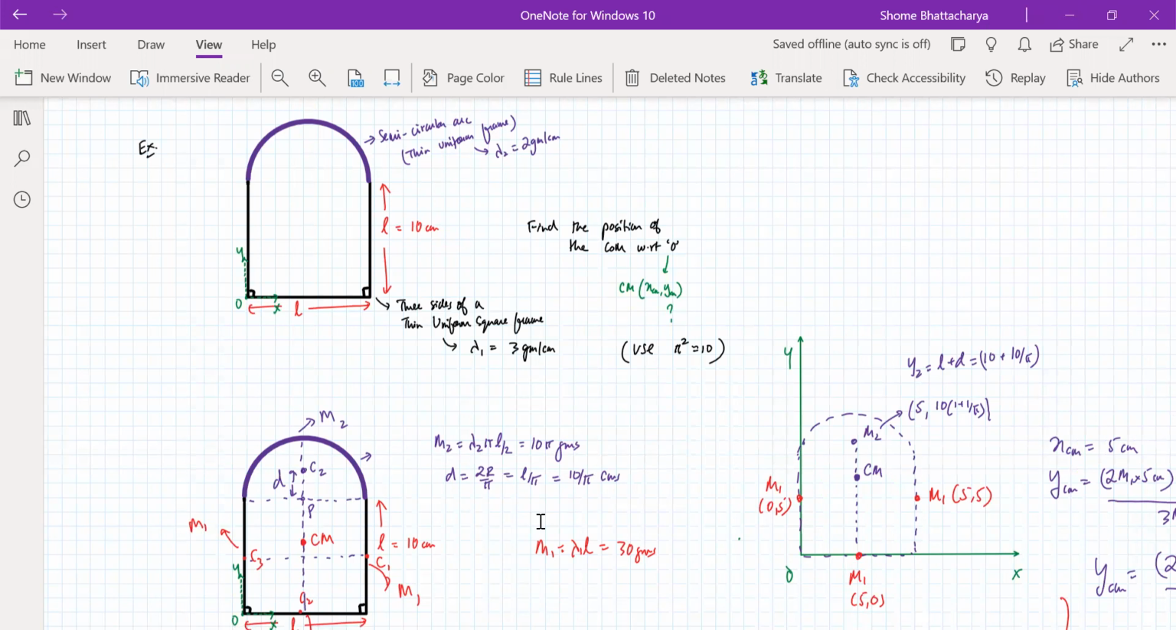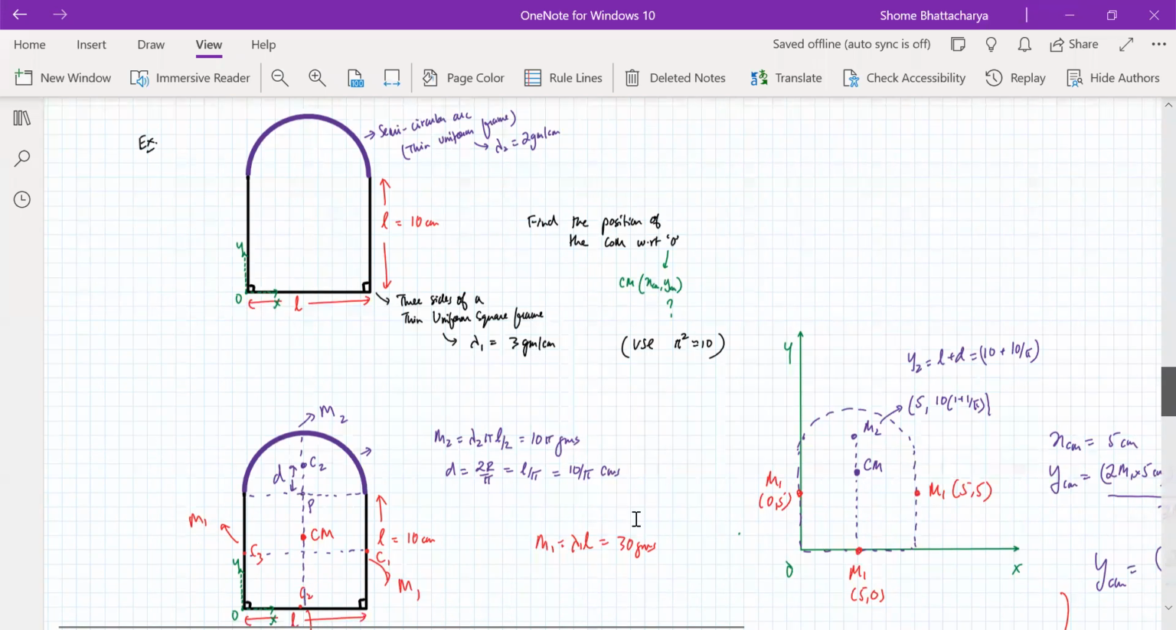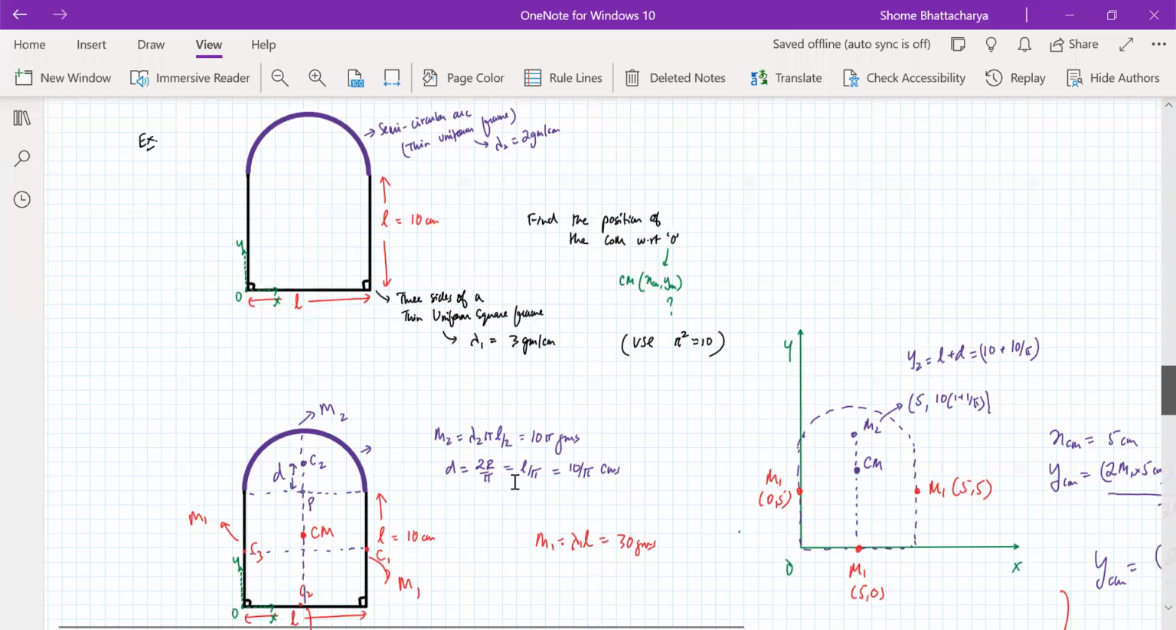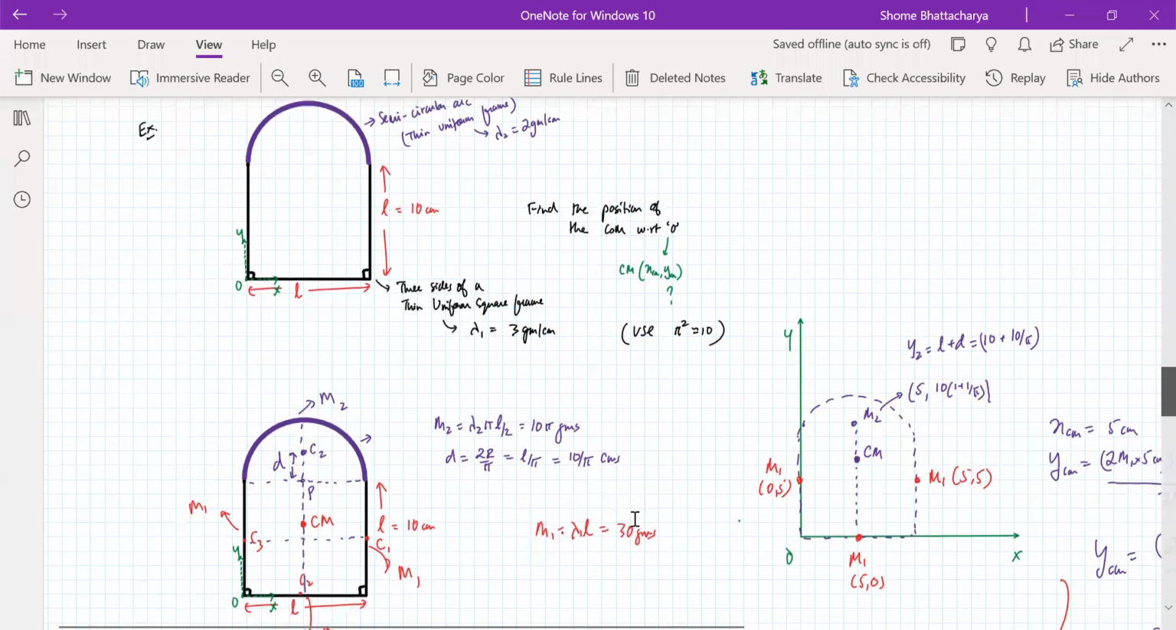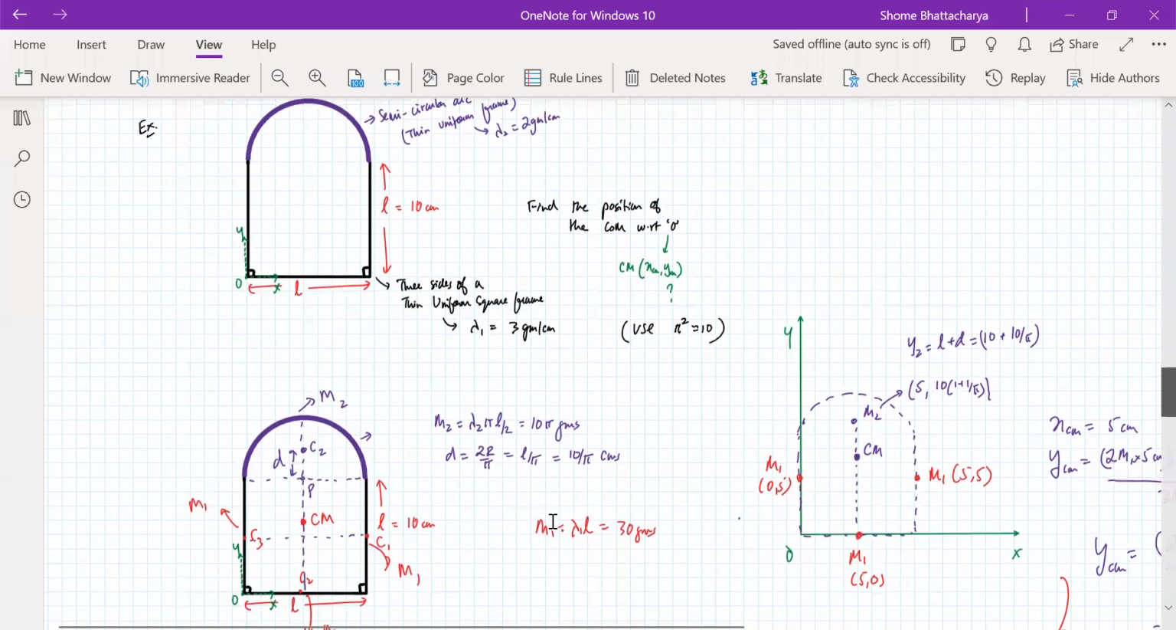The other thing I've done here is I've taken the mass of each of the 3 rods which form the 3 sides of the square as M1. M1 is not the total mass of the square, but the mass of each side. So it is lambda 1 into L. Each side of the square I will replace with a particle of mass M1, and the entire semi-ring I'll replace with a particle of mass M2.